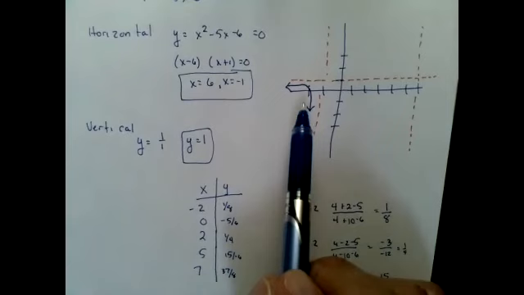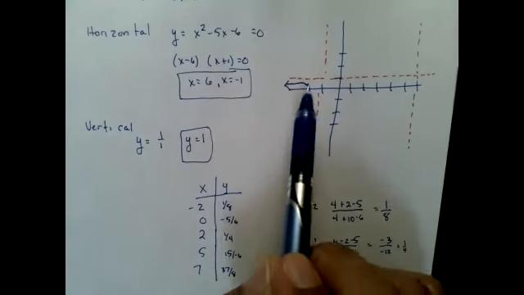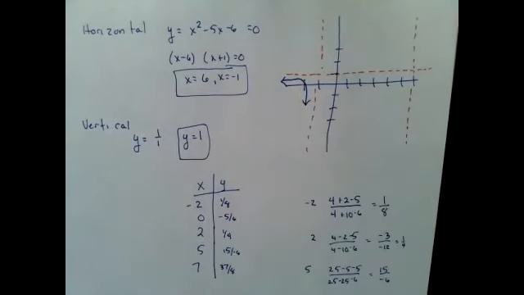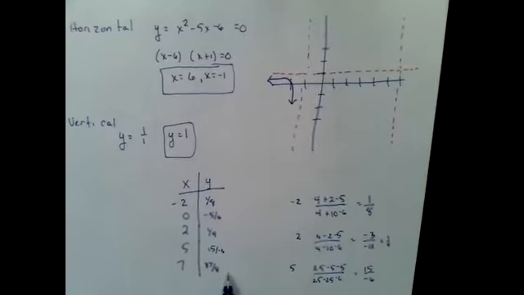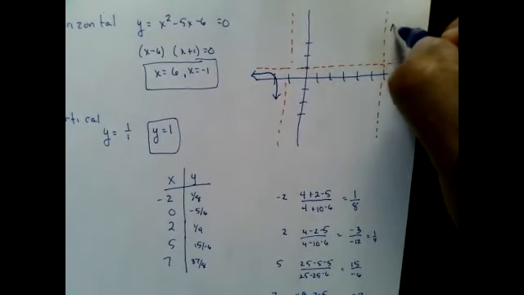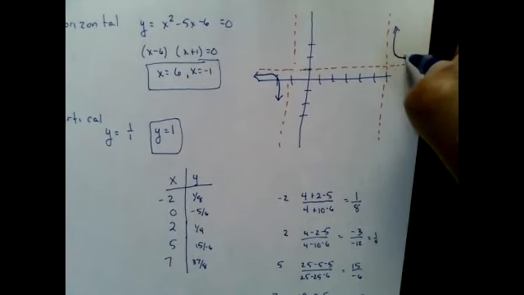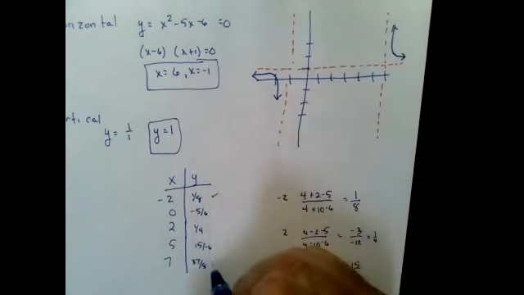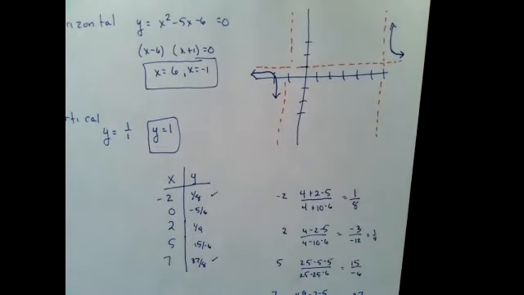I picked negative 2 and got 1/8, which was below that line, so I know it's going to look something like that. If I take a look at 7, 37 eighths, that's bigger than 1, so this part is going to be up in that region. Because of the values I picked and plugged in, their y values helped me see what's going on.